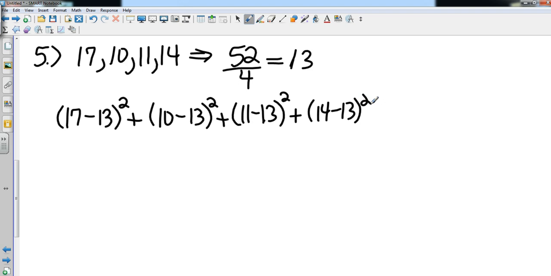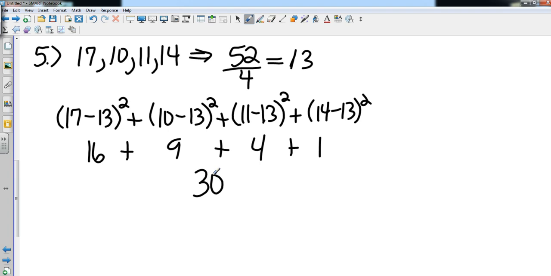Okay, so 17 minus 13, that's going to be 4. 4 squared is 16. 10 minus 13 is going to be negative 3. Negative 3 times negative 3 is positive 9. 11 minus 13 is negative 2. Negative 2 times negative 2 is positive 4. And 14 minus 13 is 1. And 1 times 1 is just 1. So 16 plus 9 is 25. 25 plus 4 is 29. 29 plus 1 is 30.